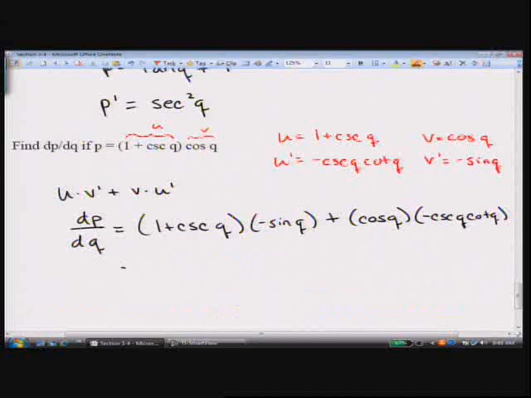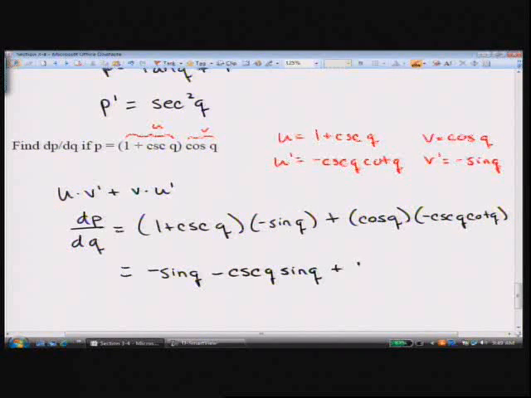All right, and so then we will distribute out here. This is going to be negative sine q, minus cosecant q sine q, minus cosine q cosecant q cotangent q. Now, you should realize that there's going to need to be some significant cleaning on this problem.